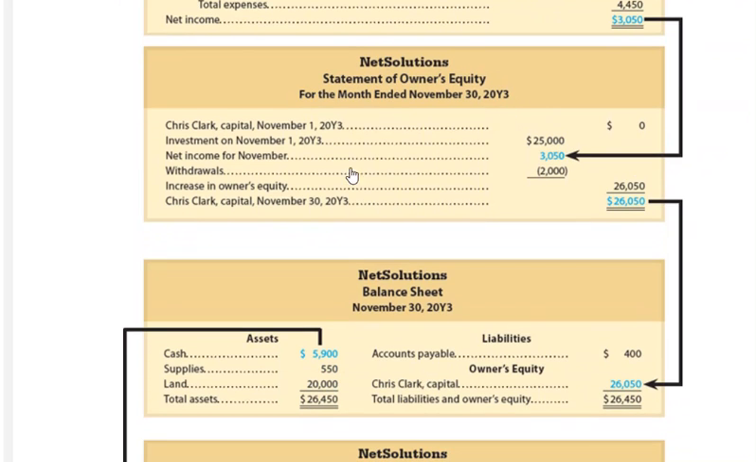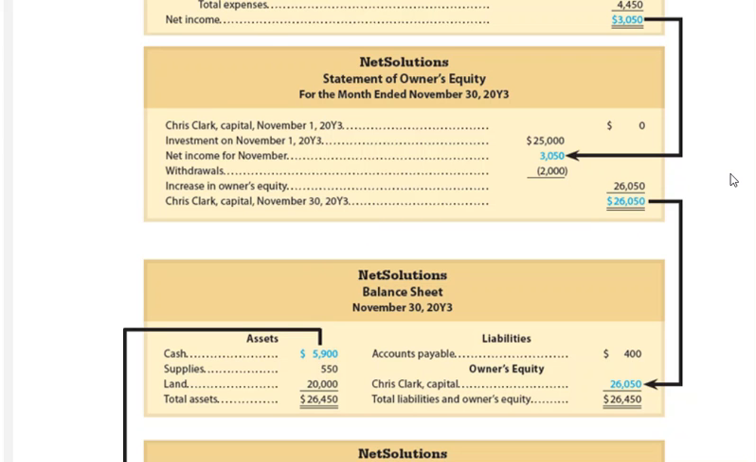Now, we move to our statement of equity. Sometimes this goes by other names. Sometimes it's called the statement of retained earnings, the statement of stockholders' equity, or the statement of shareholders' equity. That's why I normally just say the statement of equity, and we can use whatever name they are using in that specific chapter. But basically, our owner's equity is going to have two key components.